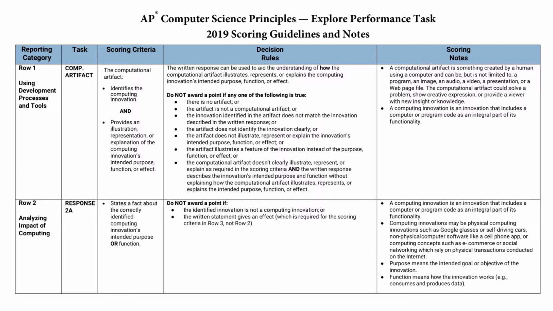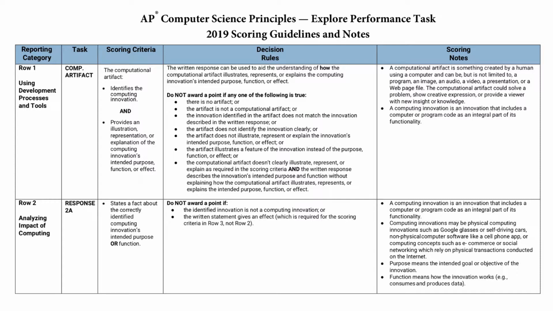You can see that a computational artifact in the scoring notes is something that's created by a human using a computer, and then they give you some examples. So there are a lot of good definitions here. It's definitely worth going through the rubric. It's definitely worth going over this with students, have them look at the rubric, because this will really help answer a lot of the questions that they're going to have about what counts and what doesn't count.